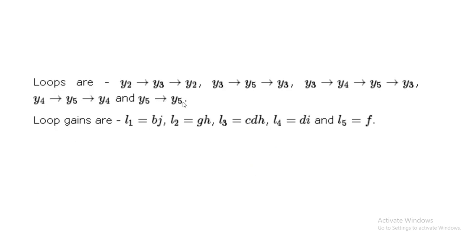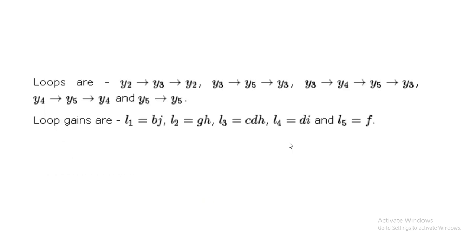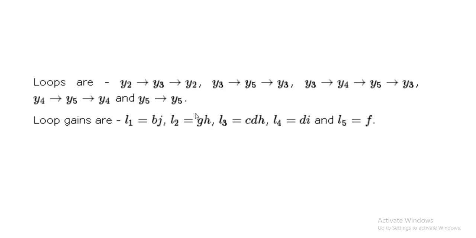And the last loop is y5 to y5. So the gain is f. It starts from this point and comes back to this point. So we have calculated these individual loop gains. What we have seen is that we have located 2 forward paths, from y1 to y6 in this direction and the second path from y1 to y6 in that direction. The gains of the 2 paths p1 and p2 we have calculated, and the 5 individual loops we have identified, and for those 5 loops we have calculated the individual loop gains. We have to use these in the next formula, so we will see that part in the next lecture.